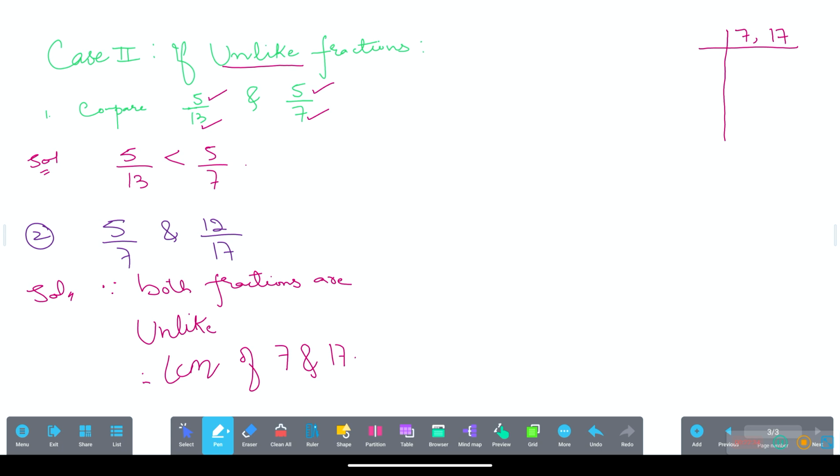Now we will see 7 and 17. Neither of them comes in the table of 2, nor in the table of 3, nor in the table of 5. So why don't we put 4? Because 4 is not a prime number.